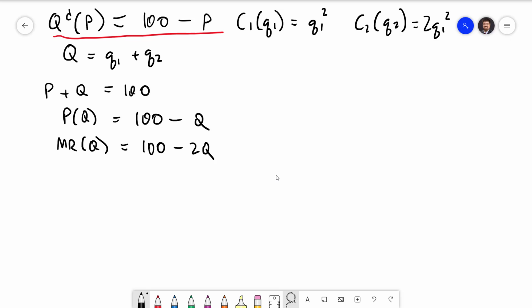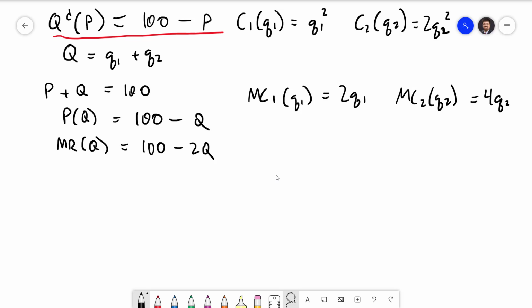Next, I'm going to find the two marginal cost functions. So working from my cost functions, starting with the marginal cost for plant 1, I'm going to take the derivative of our first cost function, and that's 2Q1. And for our second marginal cost, I'll take the derivative of the second cost function, which was supposed to have said Q2 right in here. So we're going to get 4Q2.